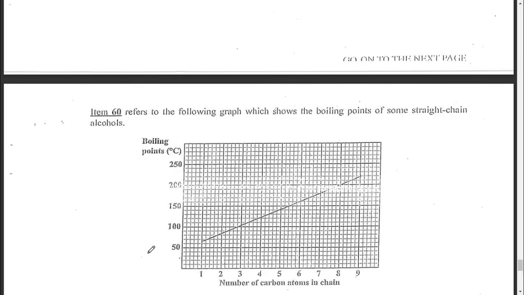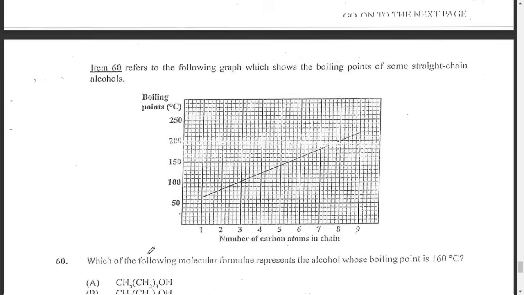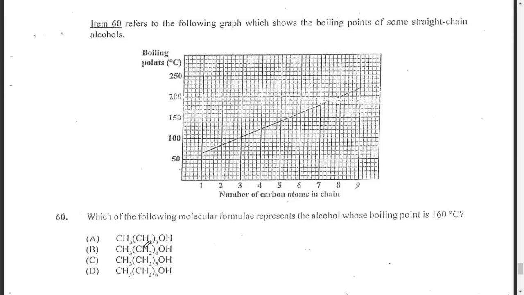Item 60 refers to the following graph, which shows the boiling points of some straight chain alcohols. Which of the following molecular formulas represents the alcohol whose boiling point is at 160 degrees? So here's 150, so 160 would be somewhere here or here, that would be 6. Which of these compounds would have 6 carbon atoms in the chain?